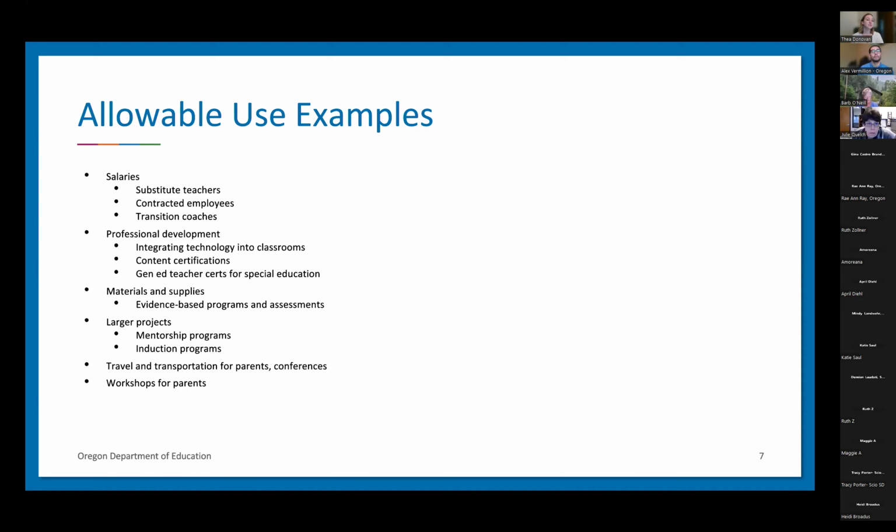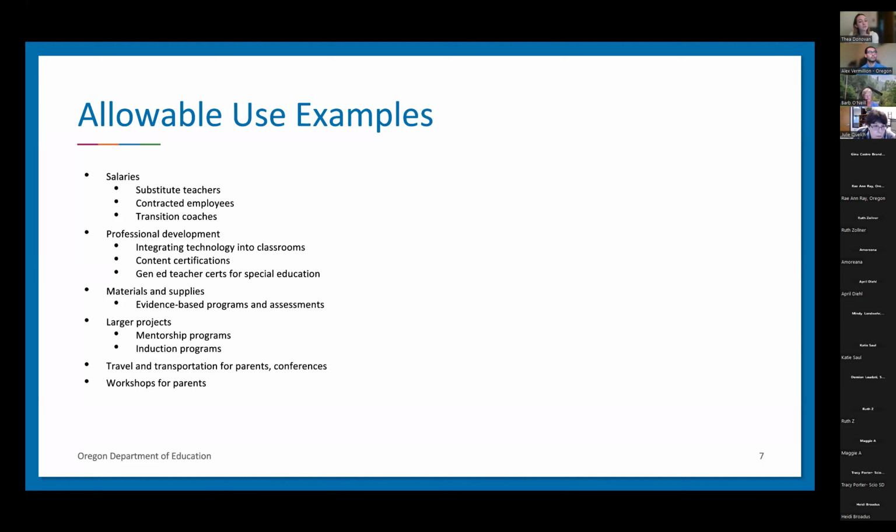So like teachers, you're always going to need a certain amount of teachers, so use general funds to pay for those salaries. But something like substitute teachers or contracted employees, positions that aren't permanent, those are great places to use IDEA funds, because that amount can vary from year to year. So don't try to pin your most necessary expenses on that kind of variable grant.